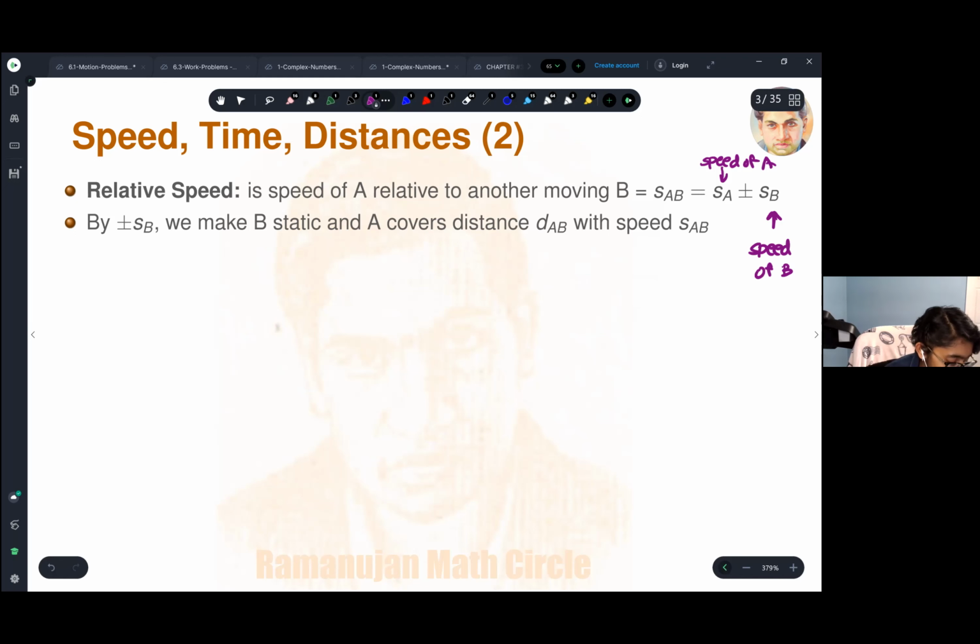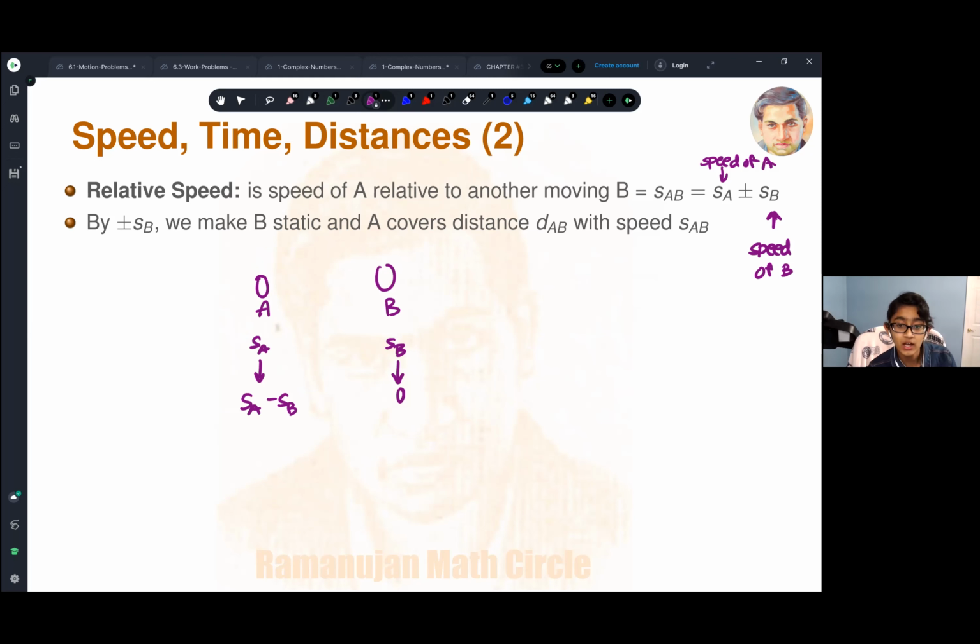So by plus or minus SB, what we're basically doing, like I said, is making B static. So let's say this is A and this is B. You have initially SB and you have SA. So you're going to turn SB down to 0. And that means you're going to have to turn SA down to SA minus SB. Correct? So that's one way you can go about it. And we'll see the scenarios when you do SA minus SB and when you do SA plus SB.